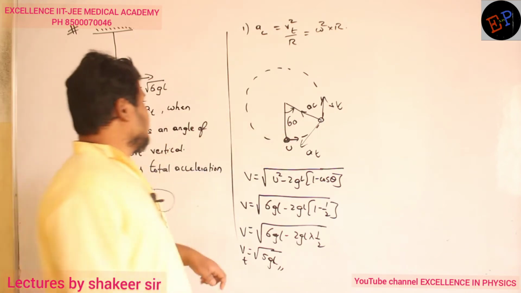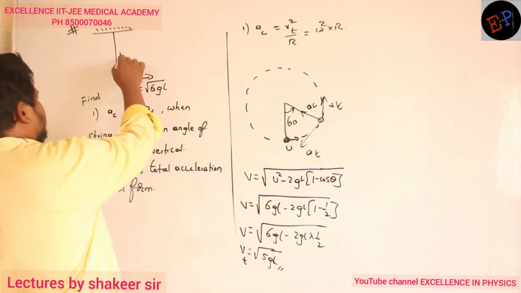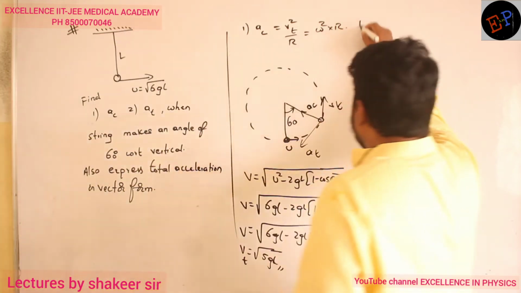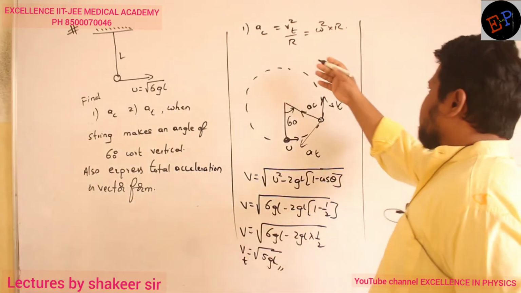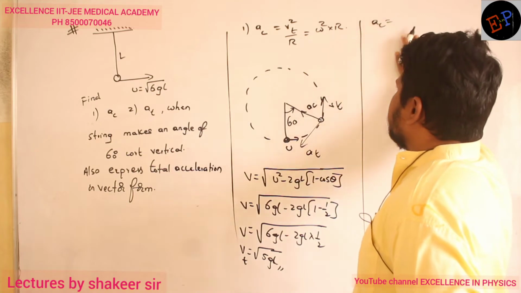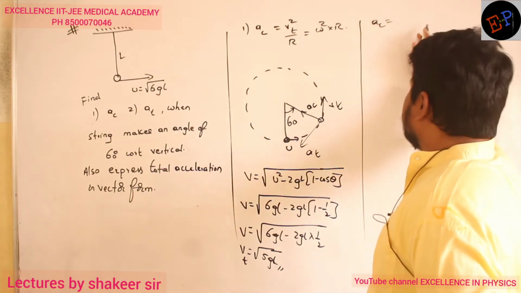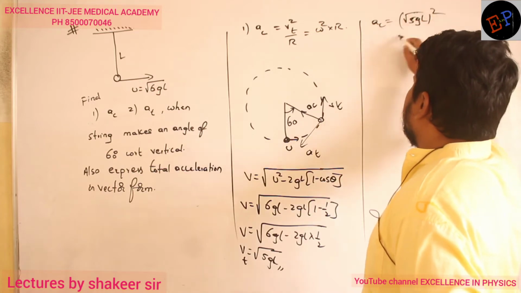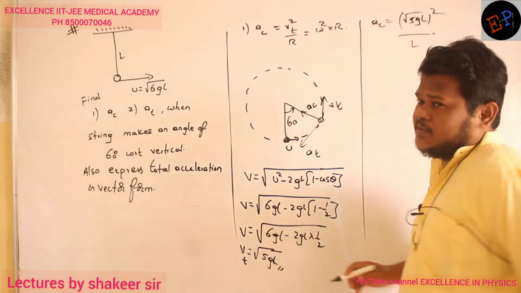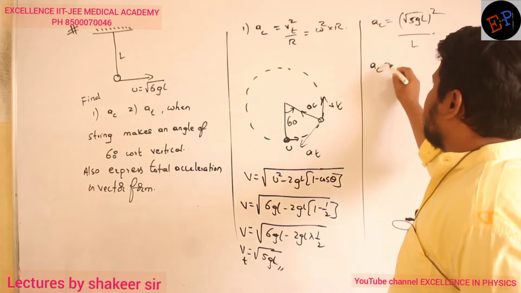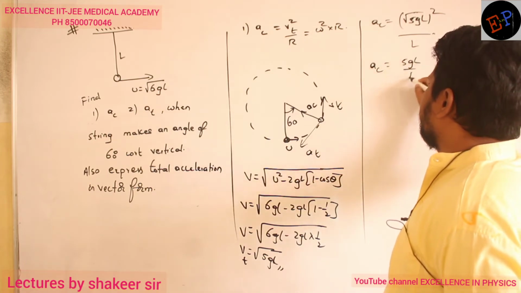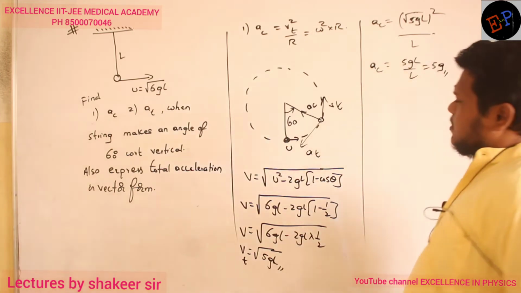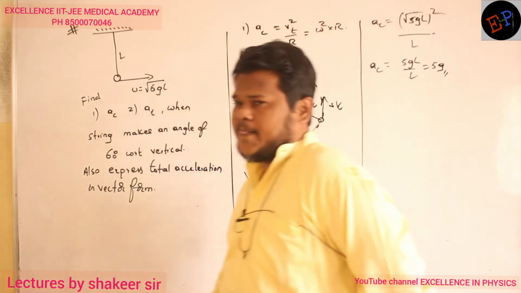Now, what is the length of the circular path? The radius of the circular path is L. So, you calculate centripetal acceleration, which is Vt square. Root 5 GL whole square divided by radius L, so centripetal acceleration is 5 GL divided by L, which is equal to 5G. So, this is the centripetal acceleration.